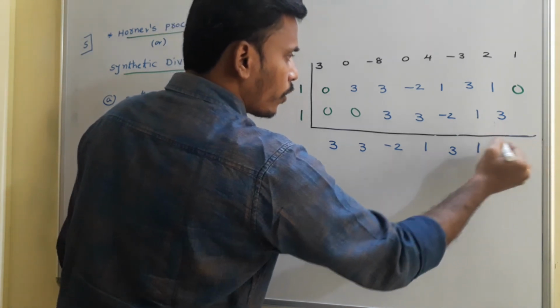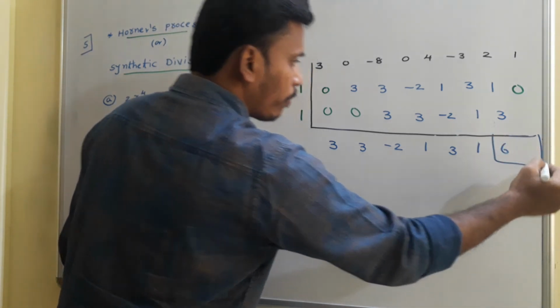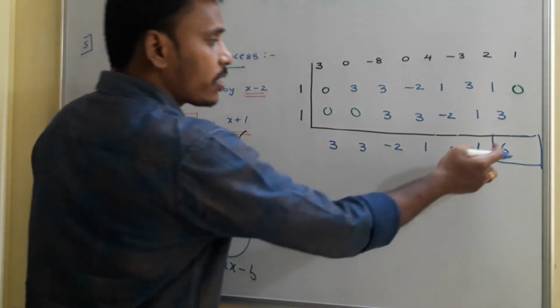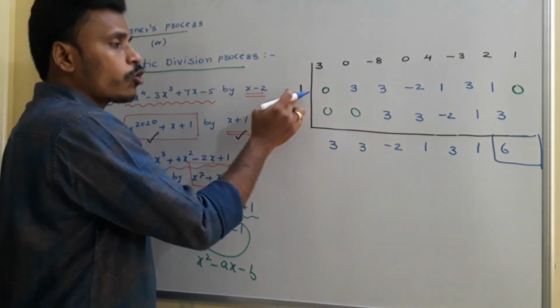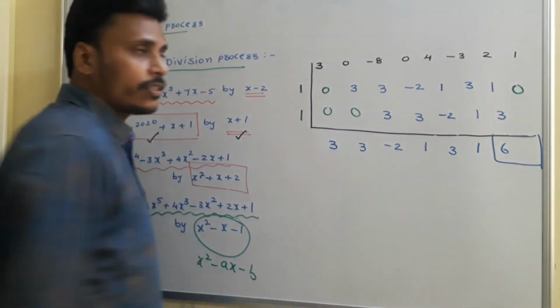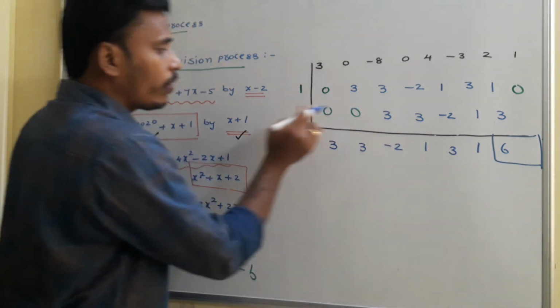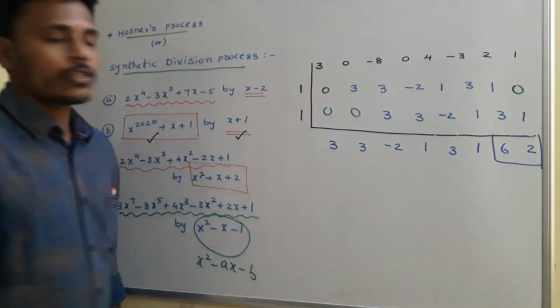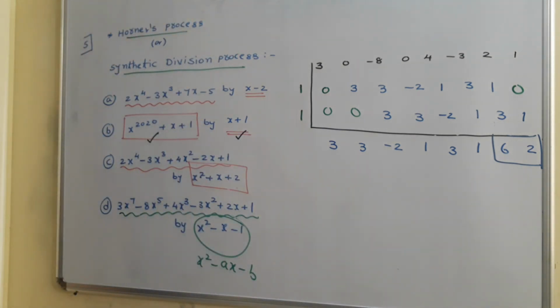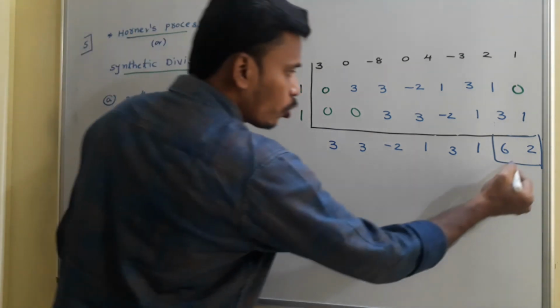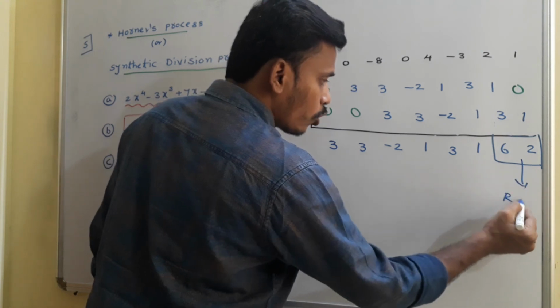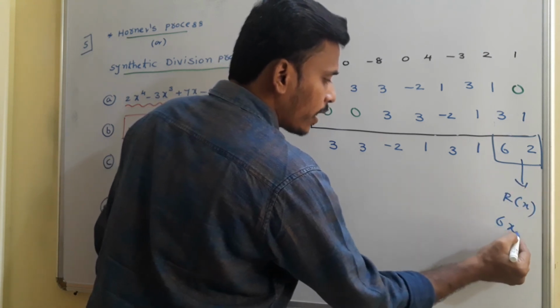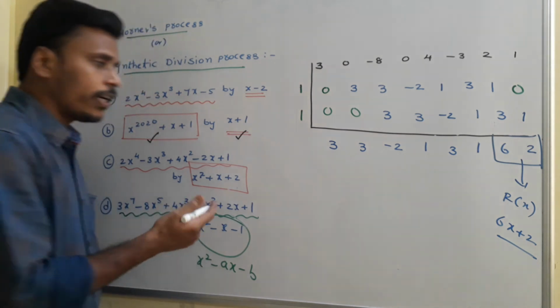Then you are just left with two numbers, and these two numbers represent the remainder. Since 6 is already here, multiplication of 6 with 1 is not allowed, so take it as 0, and then multiply this 1 with this 1, this is 1. Add these two, you will get 2. So just have a look. At the end, this 6 and 2 will represent the remainder. So what is the remainder? The remainder is 6x plus 2.